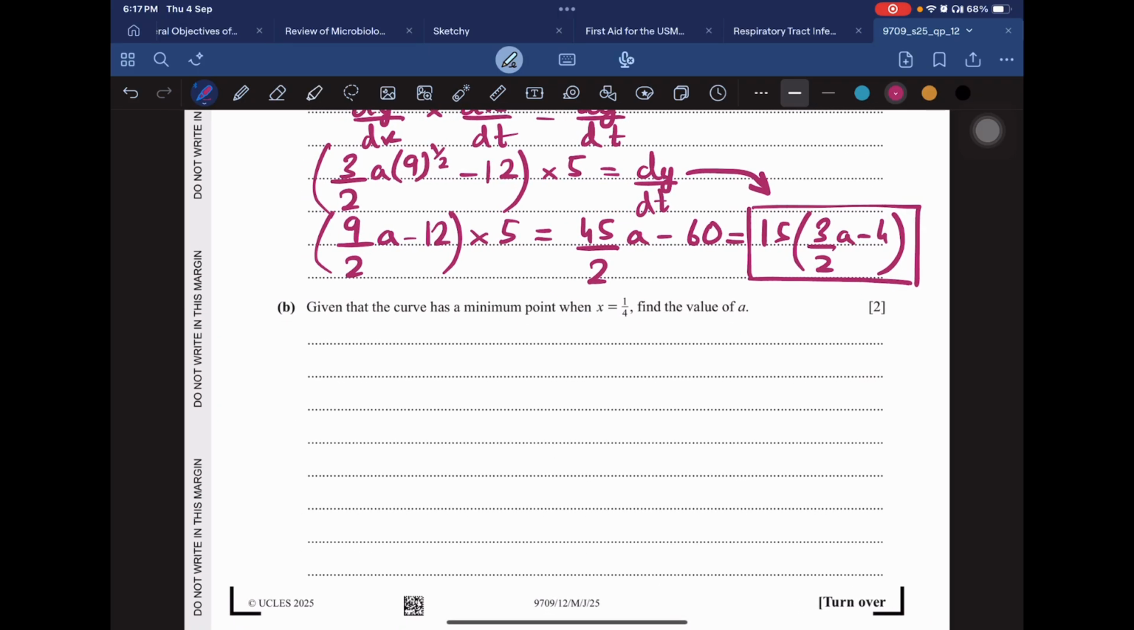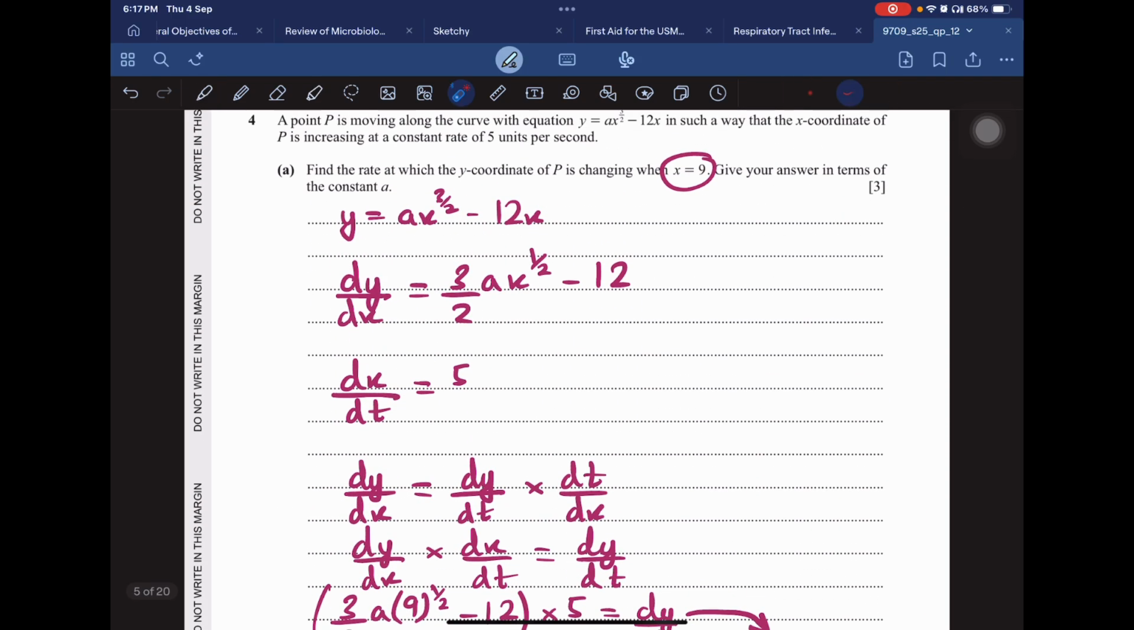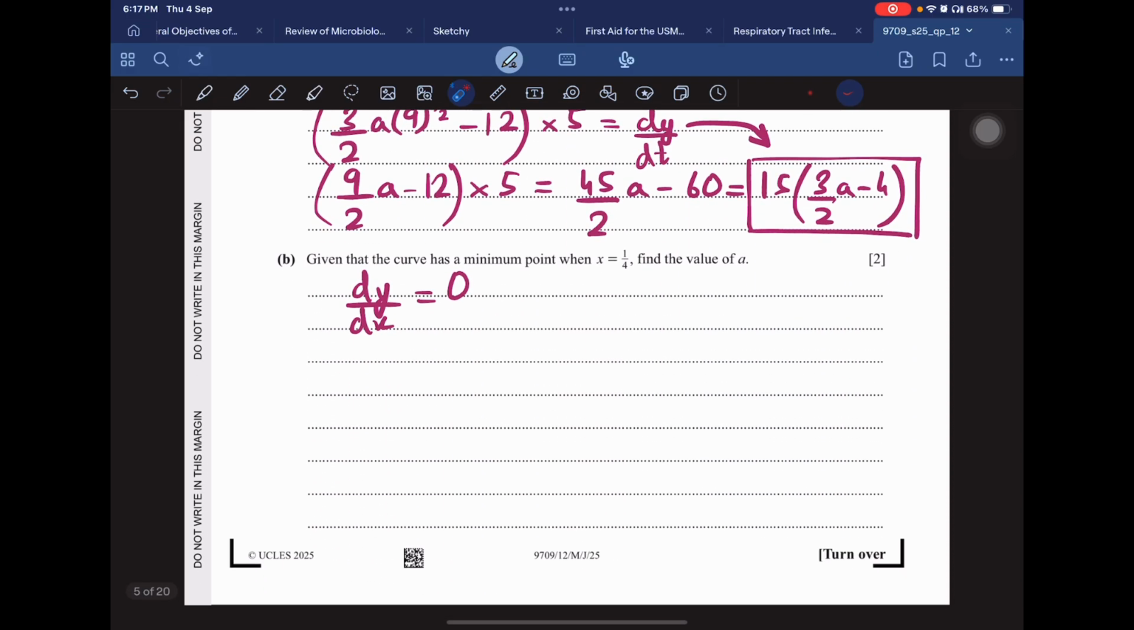Okay, so in the next part, they've said that given that the curve has a minimum point when x equals to 1 over 4, find the value of a. So we know that at any turning point, whether it be a maximum point or a minimum point, dy over dx is equals to, or the rate of change is equals to 0. So we'll take dy over dx, which we calculated as 3 upon 2 ax power half minus 12. That is 3 upon 2 ax power half minus 12.